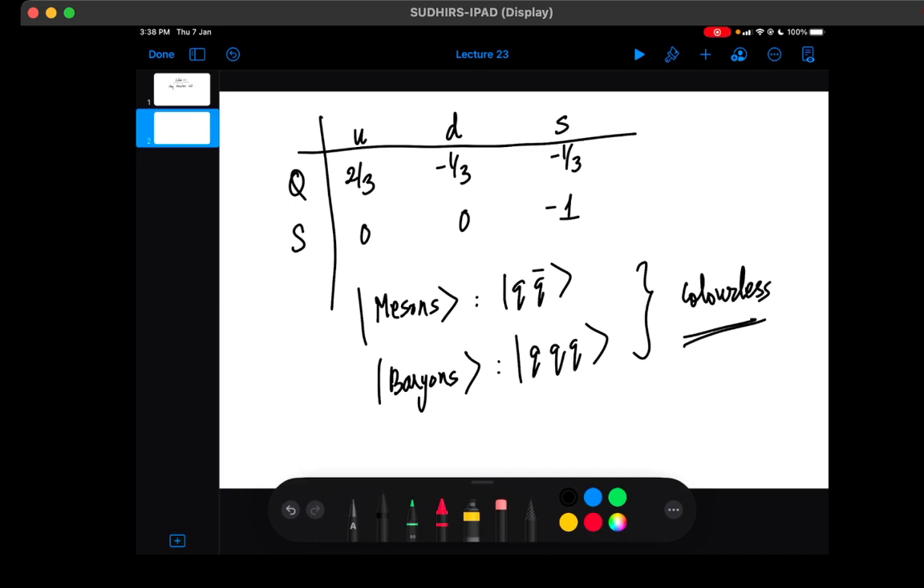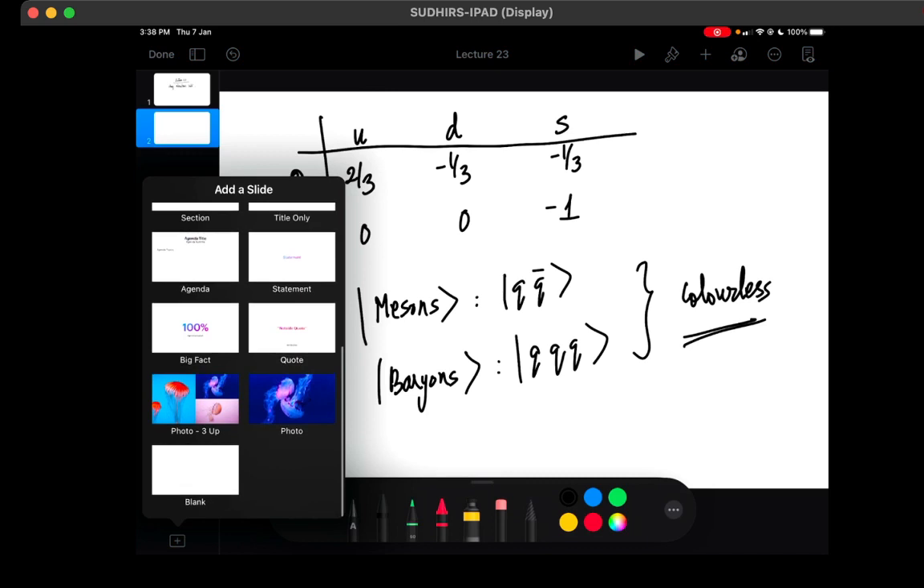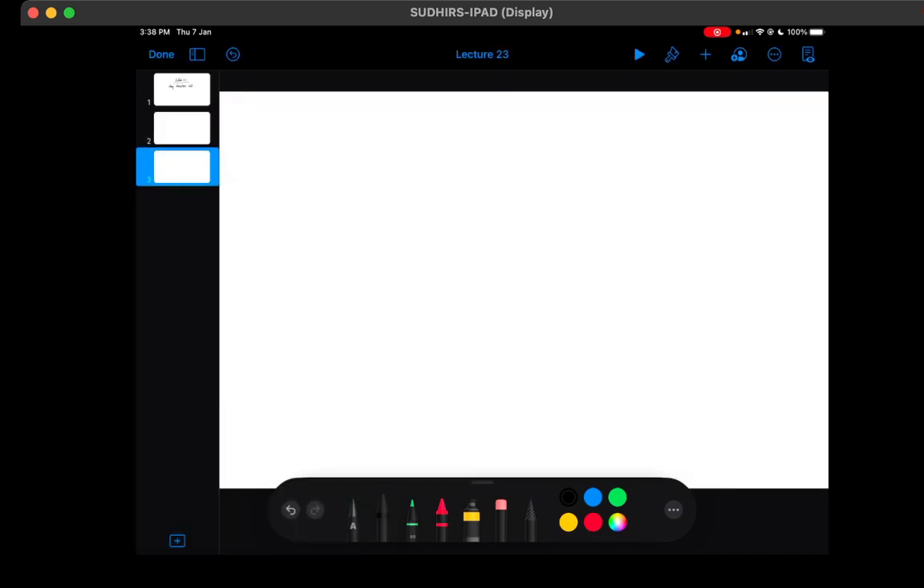Now, we have to deal with these bound states in nature. So how do I deal with these bound states? Remember, the classification of all the mesons and baryons started with the flavor symmetry, which is called SU3. This is the SU3 flavor symmetry, where the triplet is essentially U, D, S and the anti-triplet is U bar, D bar and S bar.